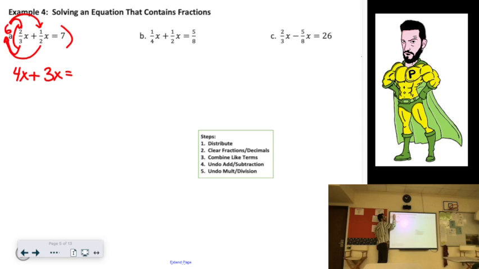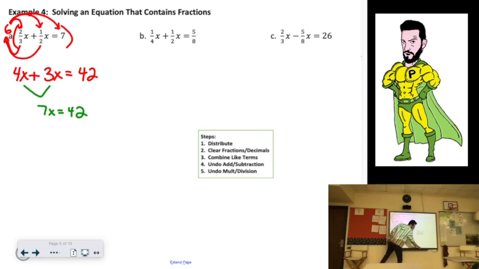7 isn't even a fraction, but you still got to multiply it by 6, so that would give you 42. Great, we distributed. There are no fractions anymore. Combine like terms. These are like terms. 4x plus 3x is 7x.